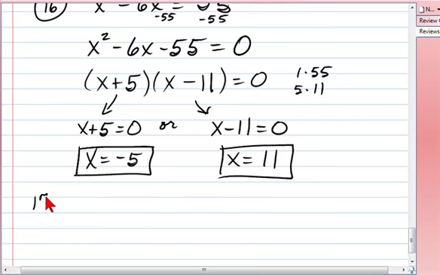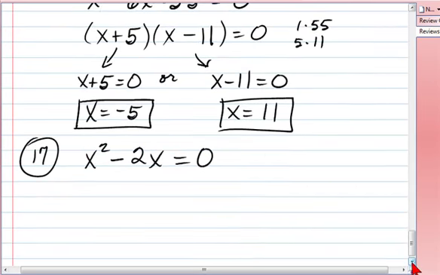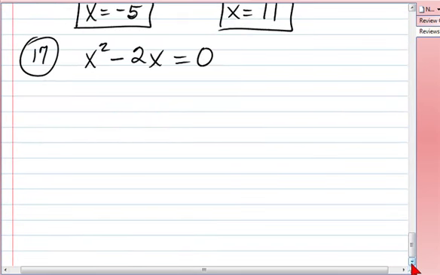Number 17. I have x squared minus 2x is equal to 0. It is a quadratic equation. It is already set equal to 0. I'm ready to factor. Looking at the left-hand side, is there a common factor? Yes, and it is x.